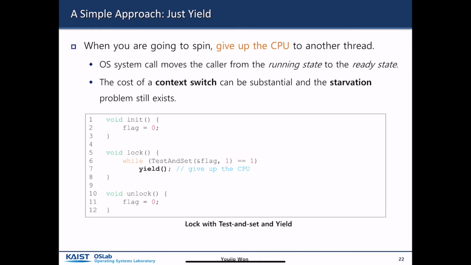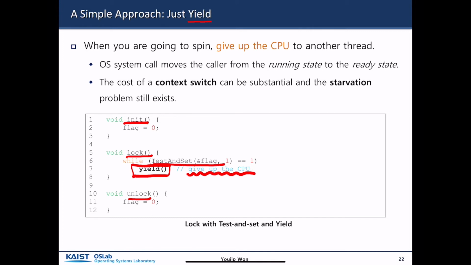Before we explain the sleep lock, the simplest approach to avoid spinning is just yield. So let's look at this code. There are 3 functions: init, lock, and unlock. As same as before, in lock function, it calls test and set and checks if the lock is available or not. When the lock is not available, instead of keeping checking the current status of the lock, in this just yield approach, it calls function yield. So when the lock is not available, it gives up the CPU.